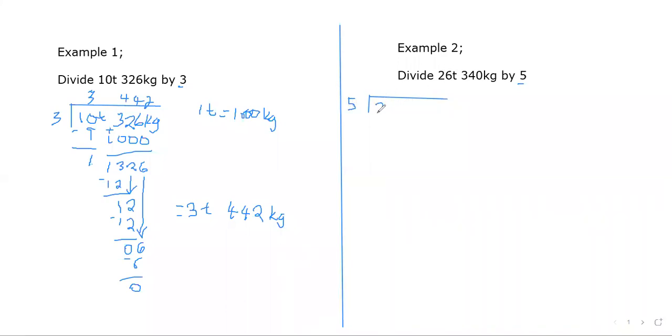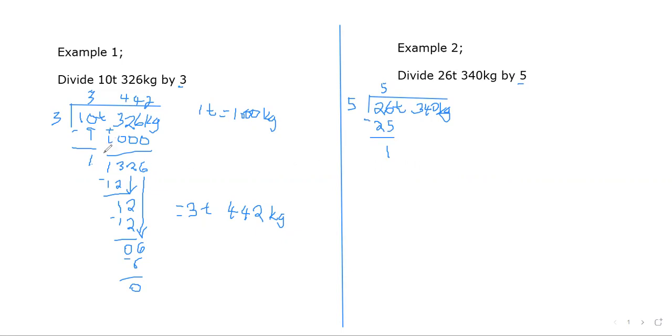Then here I have 26 tons, and I have 340 kilograms. Again, here I'm thinking about a number that I can multiply by 5 to get close to 26. Which is that number, learners? You guessed it right. It is 5. So I'm going to write 5 here at the top, because 5 times 5 is 25. Now with 25, let me find the difference, and I'll get 1.